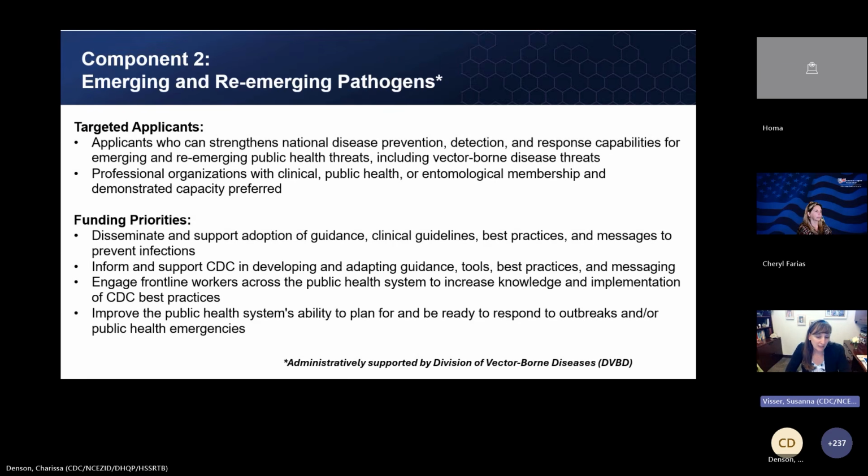So staff in the Division of Vector-Borne Diseases will administratively support all Component 2 applicants and the activities funded therein. Anything funded related to the prevention and control of emerging and re-emerging infectious diseases in that component. This may include vector-borne diseases, but it need not. Targeted applicants for this component will include what you see on this slide, applicants who can strengthen national disease prevention, detection, and response capabilities for emerging and re-emerging public health threats, and again, including but not limited to vector-borne disease threats. Professional organizations with clinical public health and entomological membership are really preferred in terms of their demonstrated capacity.